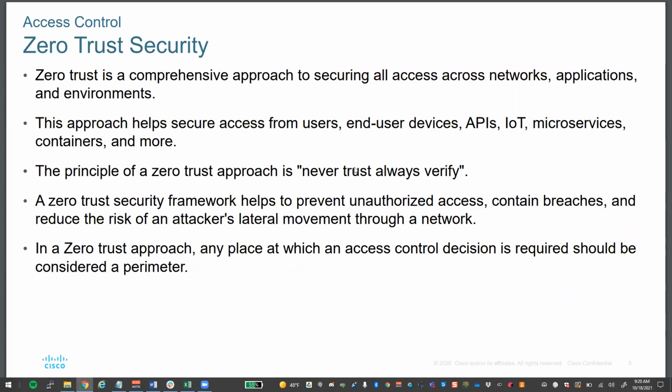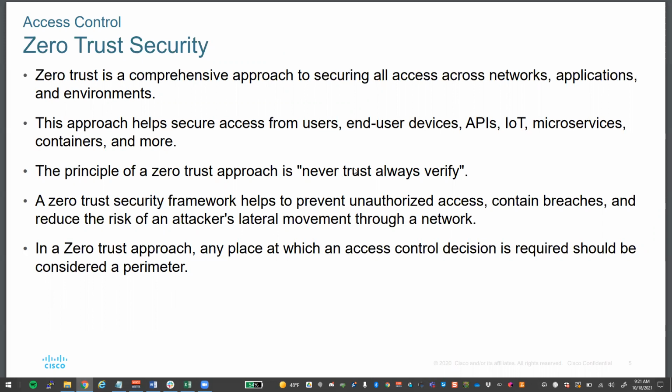Zero trust security is a comprehensive approach to securing all access across all networks, applications, and environments. This approach helps secure users and end devices such as APIs, IoT (Internet of Things), microservices, etc. The principle of the zero trust approach is never trust anybody, always verify. So never trust, always verify. It's a particular phrase that you want to memorize for zero trust.